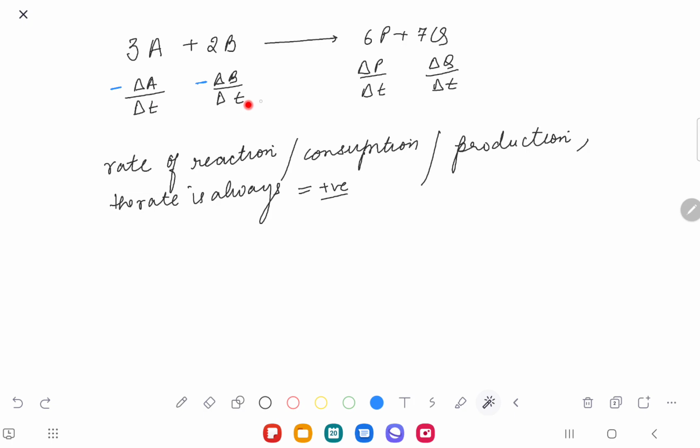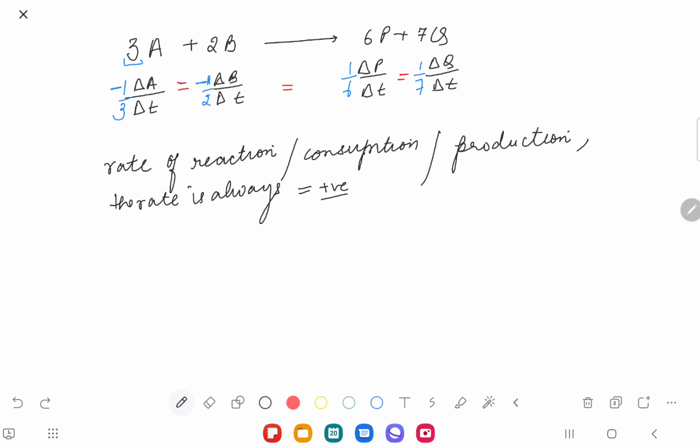Individually, do you think they would be equal? No. But how can I make them equal? Don't you think that I should divide them with 1 over 3? Because the 3 is the coefficient of A. Don't you think that I should divide delta B over delta T with half? And don't you think that I should divide delta P over delta T with 6 and delta Q over delta T with 7? Then I can say that they're all equal now. Do you understand? Yes or no, Shruti?